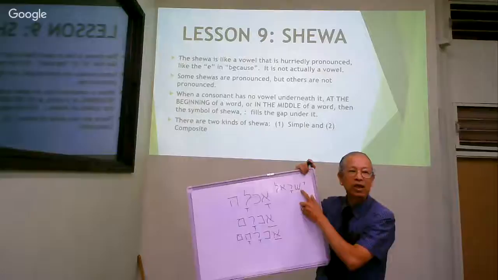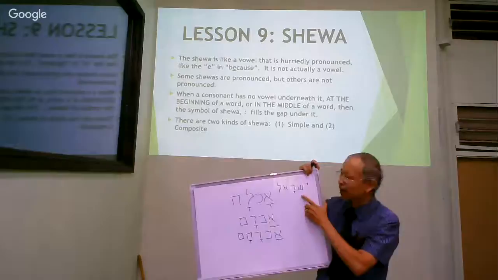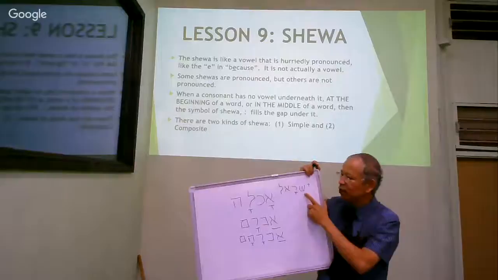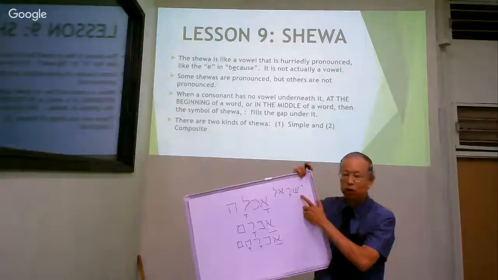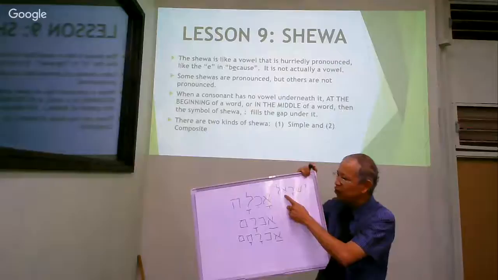And underneath it, you have the silent Shewa marking the place where a vowel could be, but is not placed there. You just don't leave a consonant without a vowel or something underneath it, like a Shewa. So a Shewa is there. And you have Resh, Kamats, A, Aleph, Sereh, Lamed.